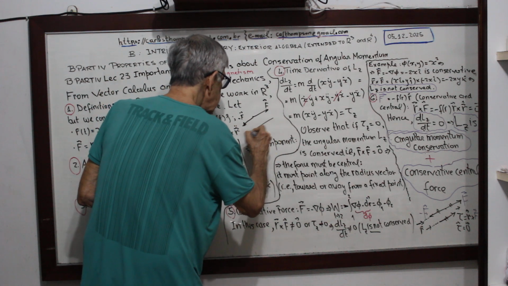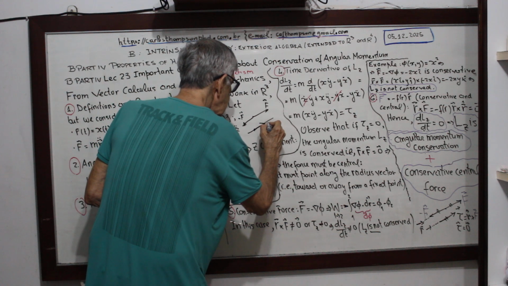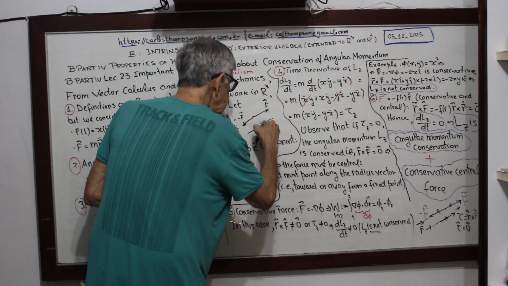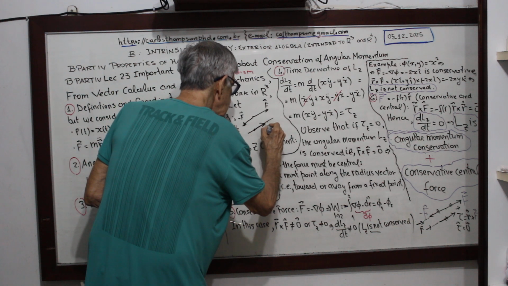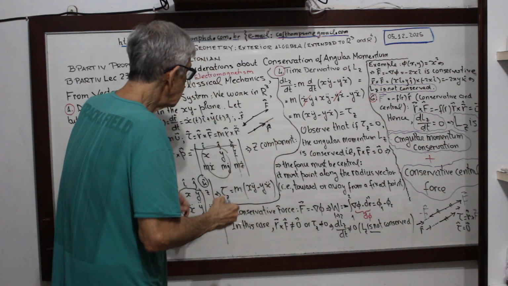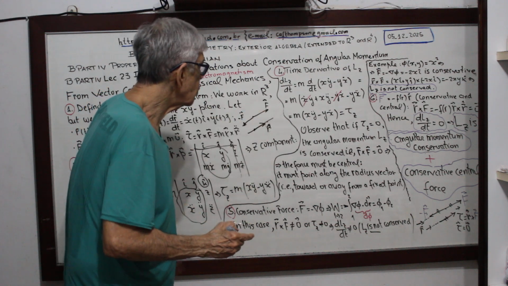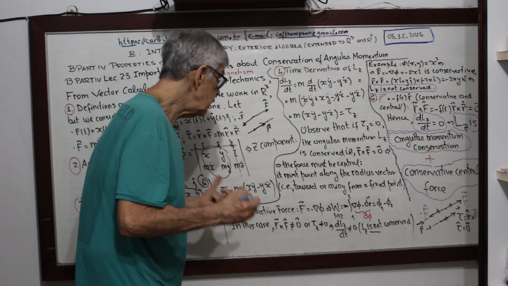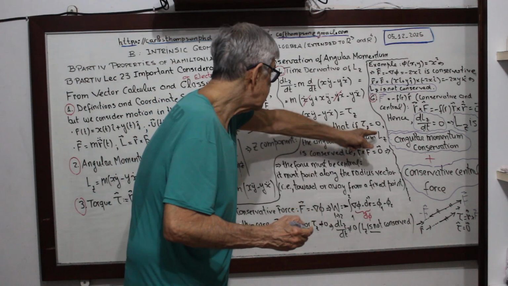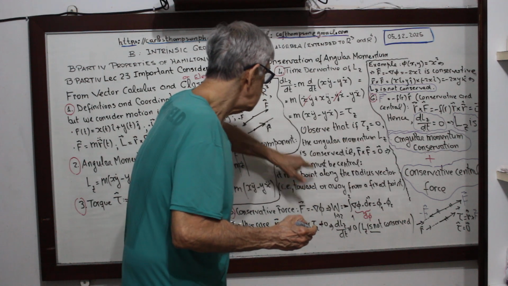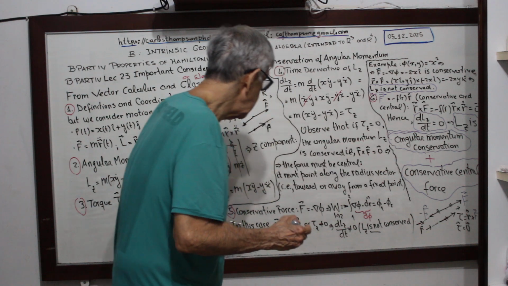You just have the vector, I'm sorry, there's a unit vector right here. So the cross product, when they are parallel, is 0. So it's very clear that in this case tau is equal to 0, and the angular momentum Lz is conserved. There R cross F is equal to 0.